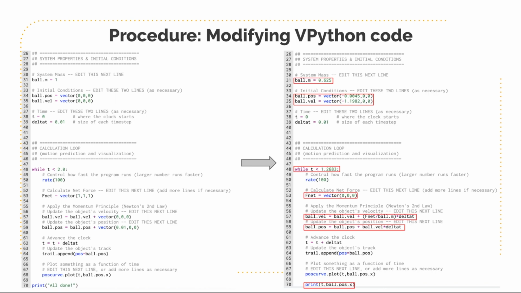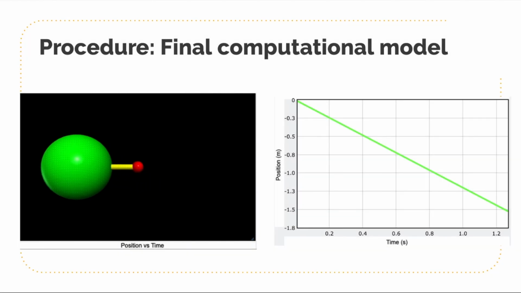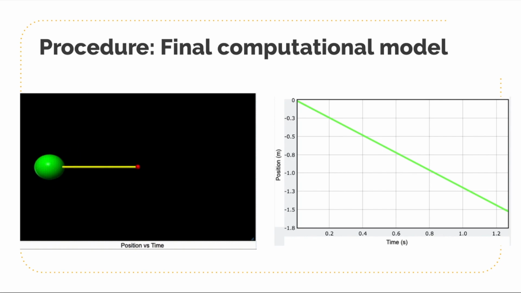Note that lines 57 and 59 have been modified to suit Newton's second law and the position update equation in general form, for it to continue updating for repeated calculation between each time interval. A print command is added to the end of the while loop in order to extract a numerical data table from the computational model as well. Following is the animation and graph generated when running the final computational model.